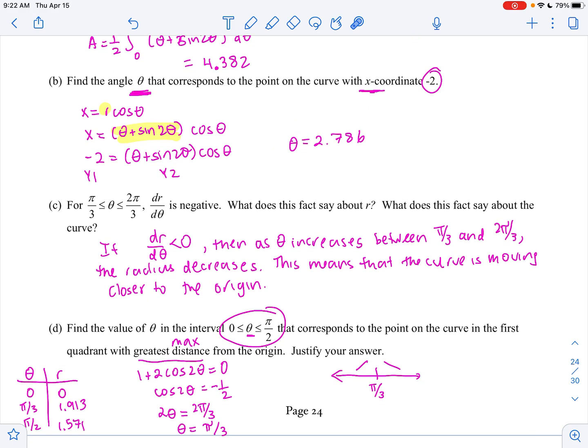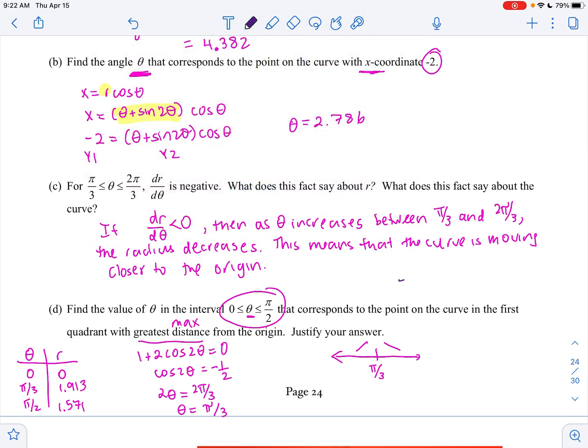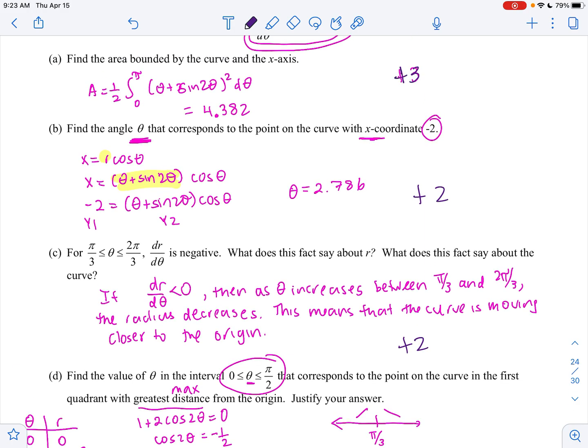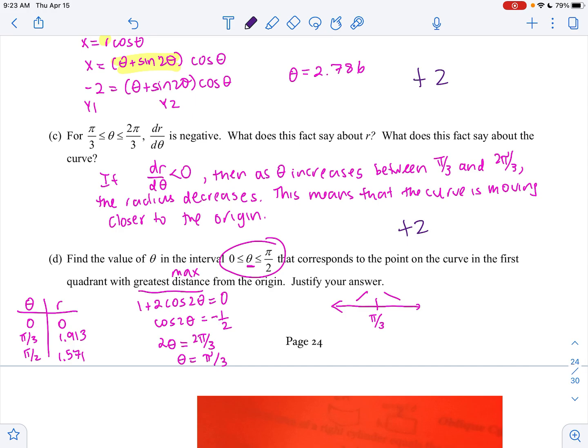For part C, it was 2 points: 1 point for the info on r, and 1 about the curve. So this was a plus 2 here. And then this was plus 2, this was plus 3. The last question was plus 2 as well. 1 for theta is equal to pi over 3, or 1.047. So this value here gave you guys a point. And then 1 point for answer and justification. So your final for this one was plus 2.